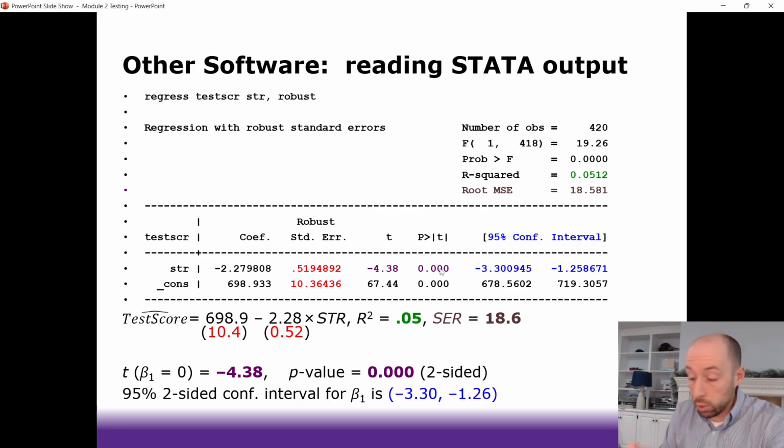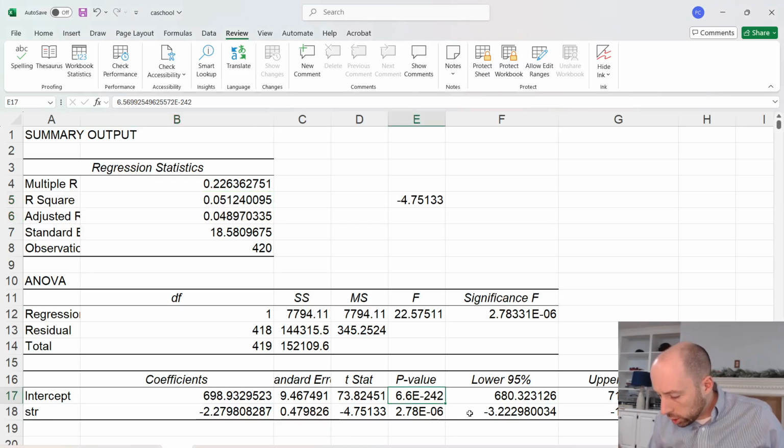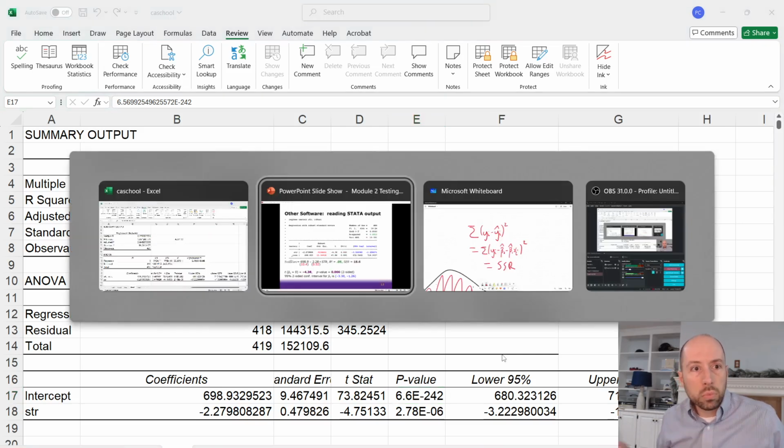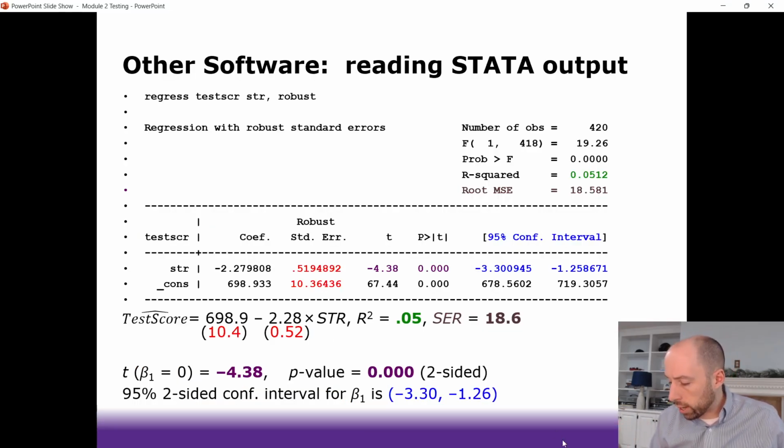This is one of the areas where Excel actually does something interesting. When Excel gives me a p-value like 6.6 times 10 to the minus 242, I am impressed that anybody bothered with that level of precision. That's astronomical. So, very cute. Thanks for that, Excel.